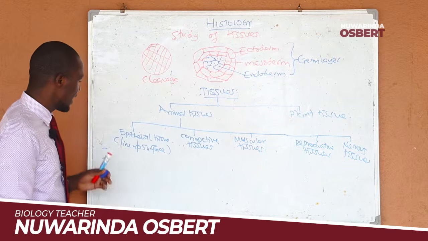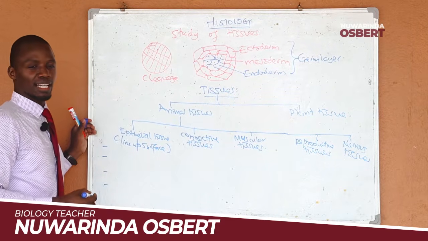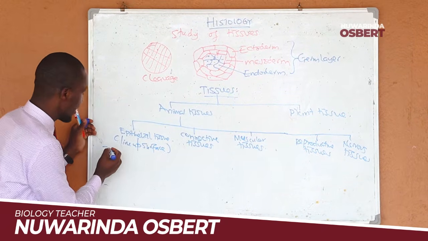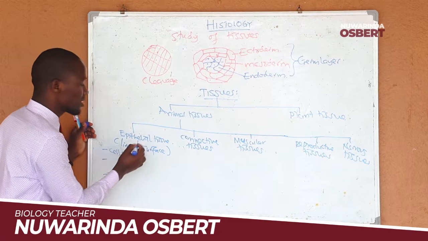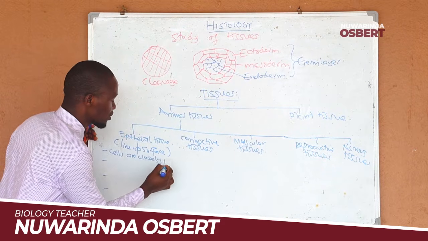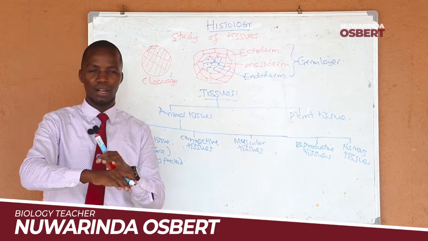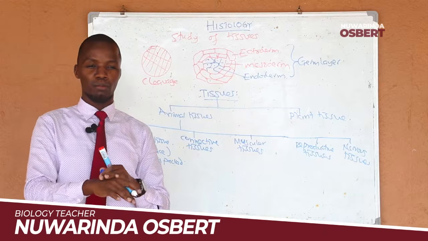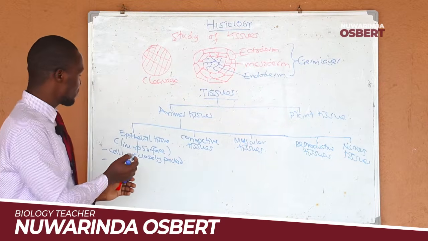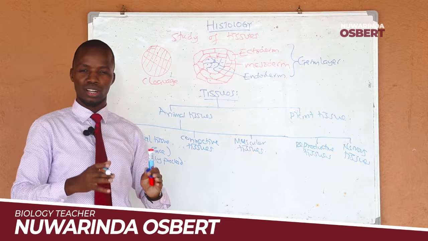So we are saying that epithelial tissues, these ones which line up surfaces, one key thing is that the cells that make up this kind of tissue are closely packed. Why do they need to be closely packed? Because if I'm lining up a surface, I need to provide maximum protection. So the close packing enables this tissue to provide maximum protection to that particular surface which they are lining up.